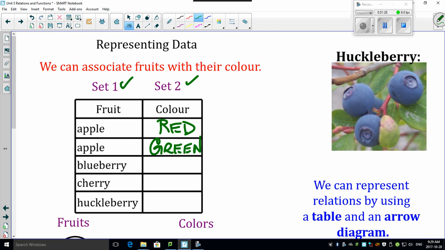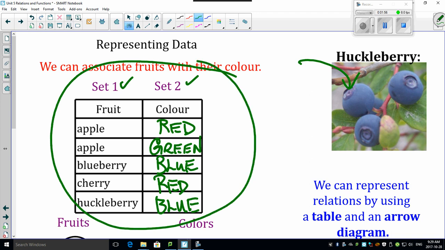Look at a blueberry. Well, that was pretty obvious. That's blue. Look at a cherry. Usually they're red, but I know you can get some white or yellowish looking cherries as well. And this is a huckleberry. I had to look it up on the internet, but I found a nice picture for you there, and I thought that was kind of cool. And that thing is blue as well.